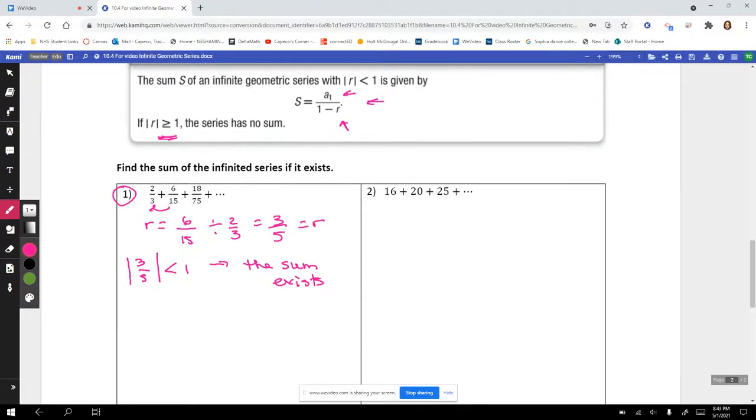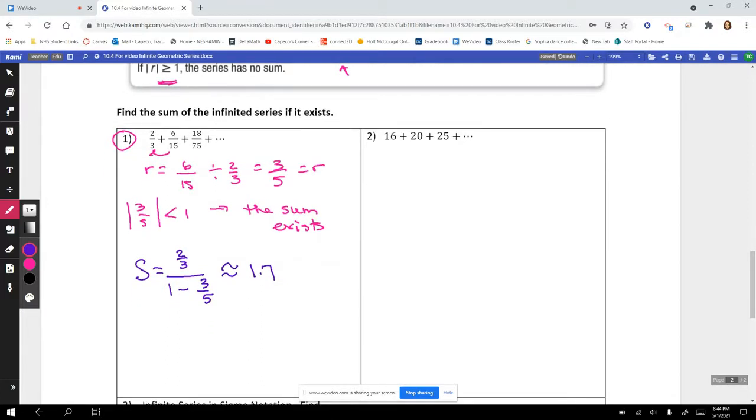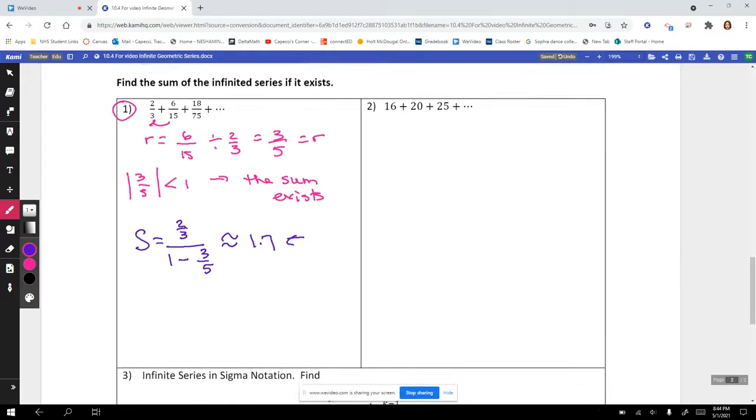So now we're going to go up and we're going to use our sum formula. So our sum is equal to our A sub 1, which is 2/3, over 1 minus our ratio, 3 over 5. Now, if you put that in your calculator, we're going to get approximately 1.7. So even though those numbers go on and on and on, they're getting so small, we're really never getting bigger. We're never even getting to 2, as an approximation.